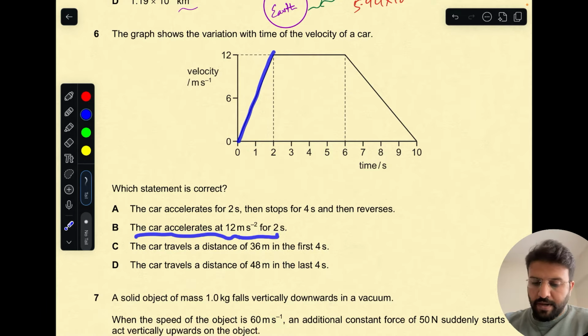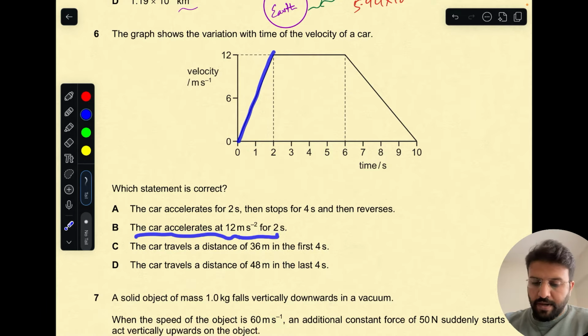So you know u, which is 60. v you have to find, t is 2 seconds, and a is unknown. You don't have acceleration because at this point an additional force is acting on the object in the upward direction, so you have to find this deceleration first. We can use Newton's second law, F equals ma, so a will be F over m. Keep in mind this F is always the resultant force.